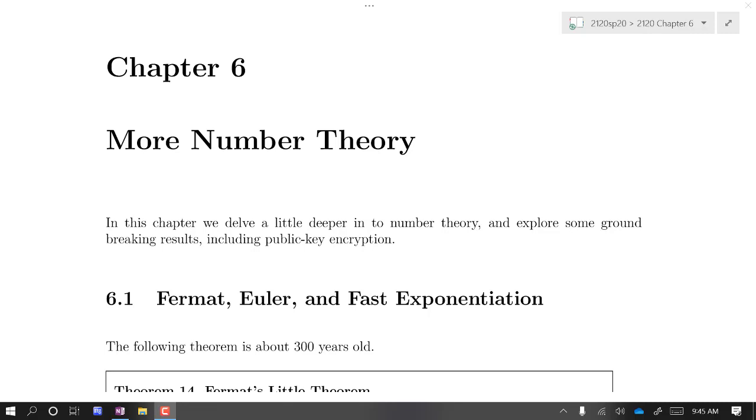Right, in this next chapter, we're going to look a little bit more into number theory. We're going to look at some interesting results and eventually get into some public key encryption results.